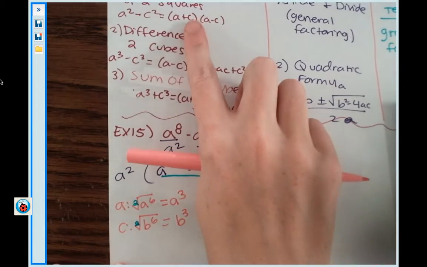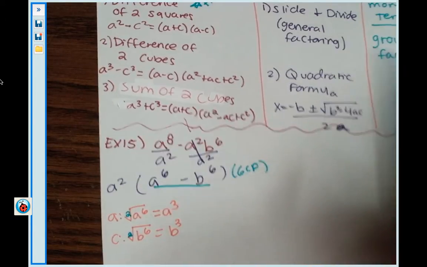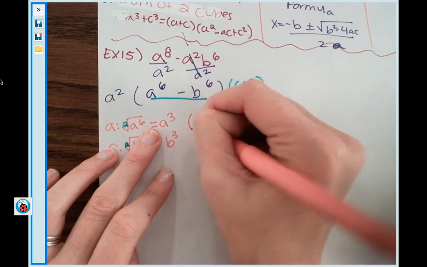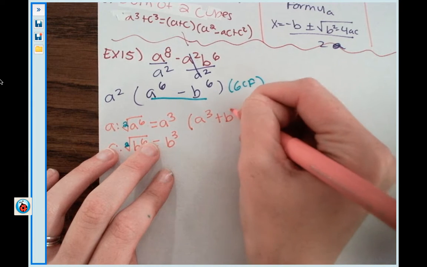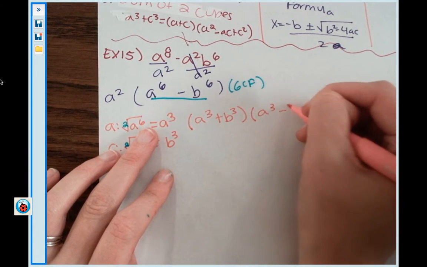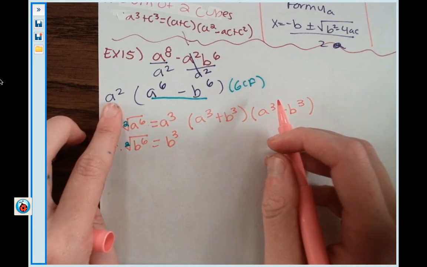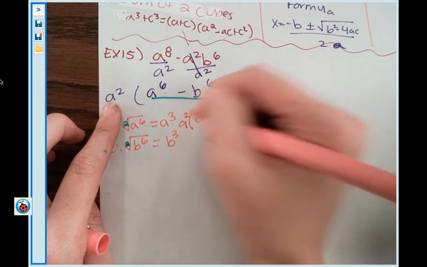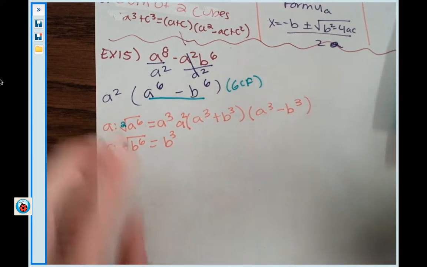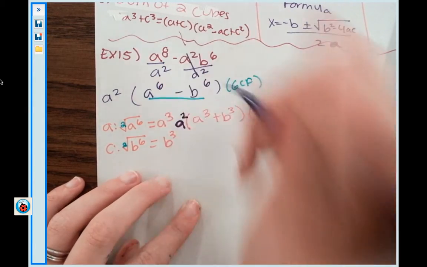All right, and what the difference of squares says to do is to add and subtract the a and the c. So I'm going to add my a cubed plus my b cubed, and then I'm going to subtract my a cubed and my b cubed. And I cannot forget about my GCF, so I'm going to bring it down before I forget about it. Don't forget about the GCF, which is an a squared. And actually, I'm going to do it in purple so it looks different than all this.